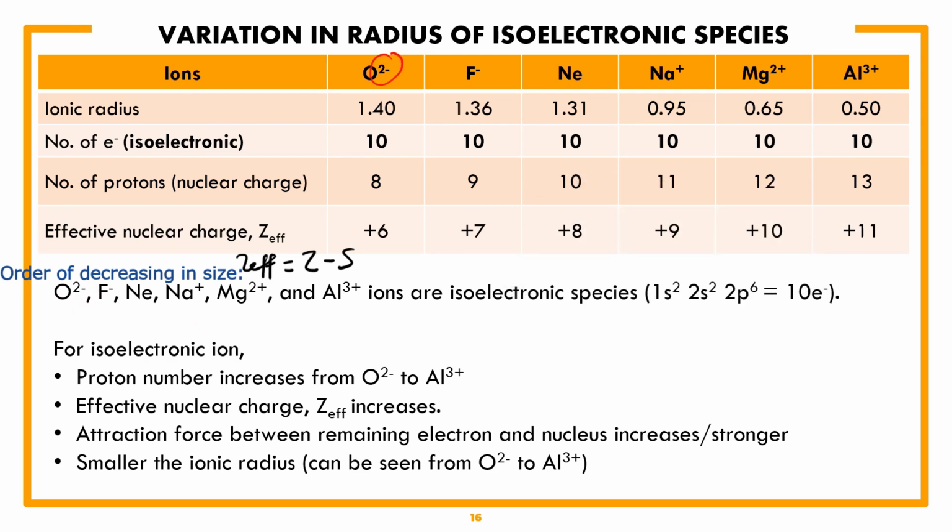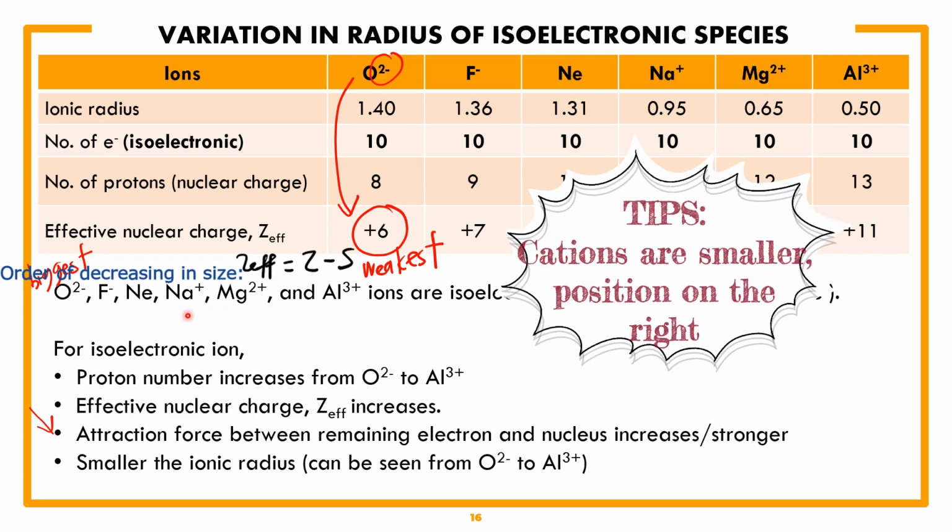The more negative the charge in this oxygen menunjukkan bahawa the value of the effective nuclear charge ZEF will be the lowest. So nilai ZEF yang lowest ini menunjukkan bahawa attraction force between remaining electron and nucleus is the weakest. So tarikan yang weakest di antara remaining electron and nucleus ini yang akan menyebabkan ionic radius of O2- ini akan menjadi the biggest ataupun highest. So after that, barulah awak mula menyusun pula untuk cation.